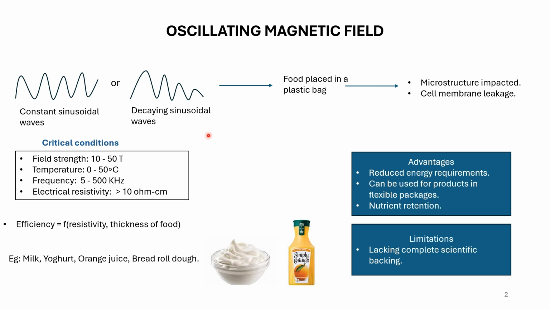Oscillating magnetic field is a type of magnetic field where the direction and magnitude of the magnetic field changes with respect to time. In this method, food is placed in a plastic bag. It is subjected to a magnetic field, which is either in the form of constant amplitude sinusoidal waves or decaying amplitude sinusoidal waves, for a few microseconds to a few milliseconds.